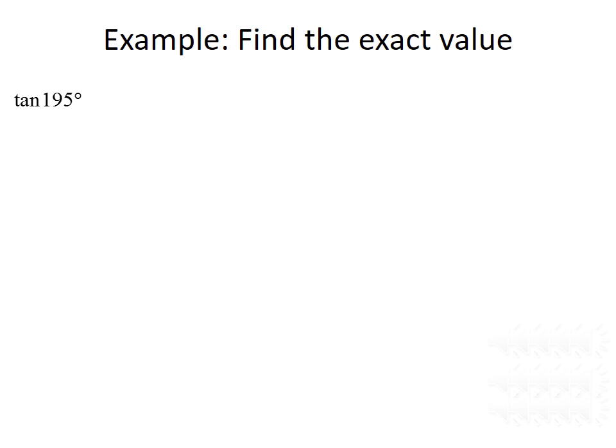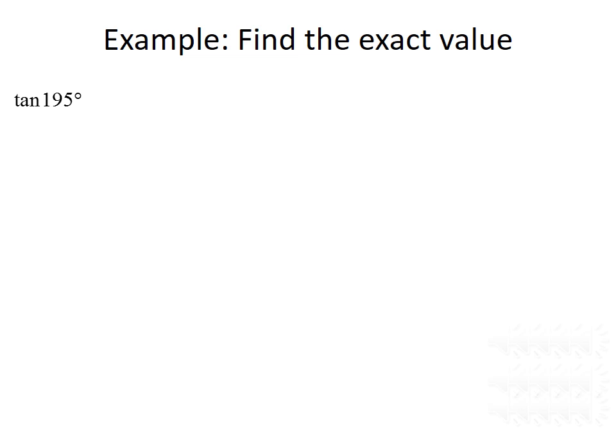Let's look at another example where we want to find the exact value. This time we want to do the tangent of 195 degrees. Again, what we want to do is find two angles on our unit circle that we can combine by adding or subtracting that will give us this angle we're looking for. It's a little bit easier with degrees because we don't have to deal with fractions.